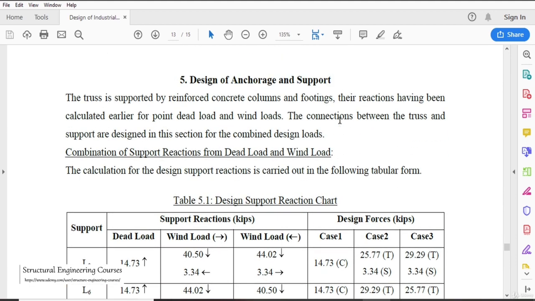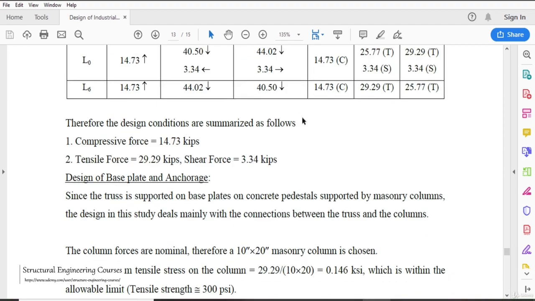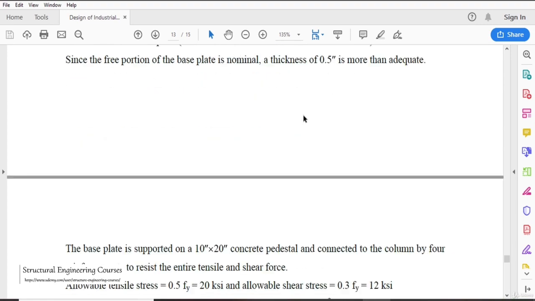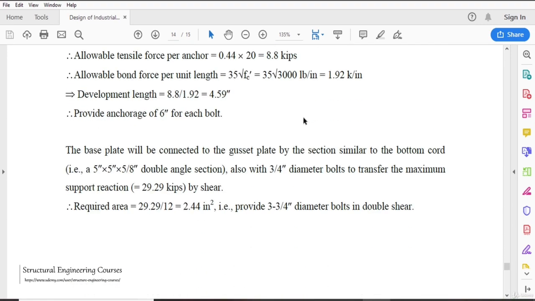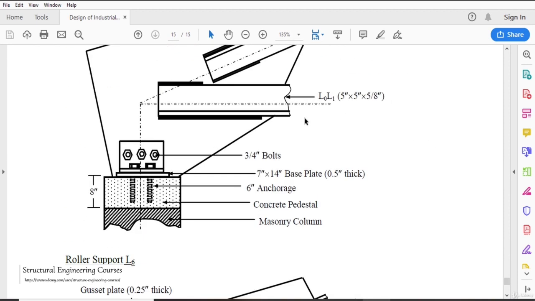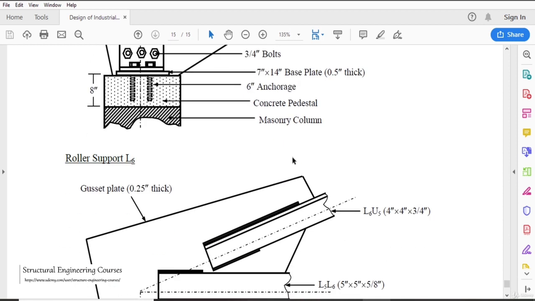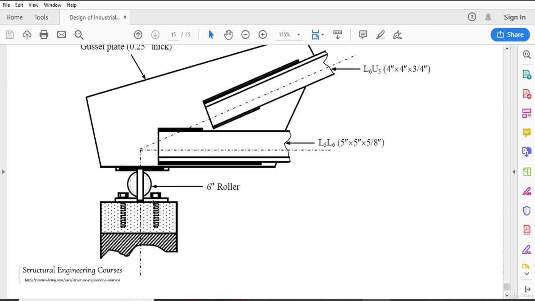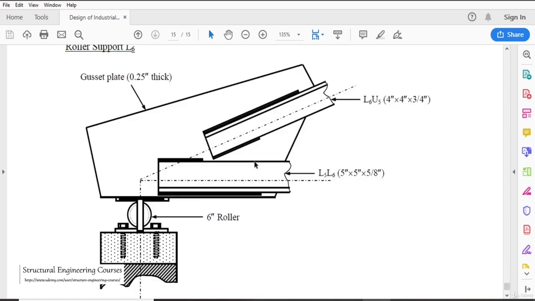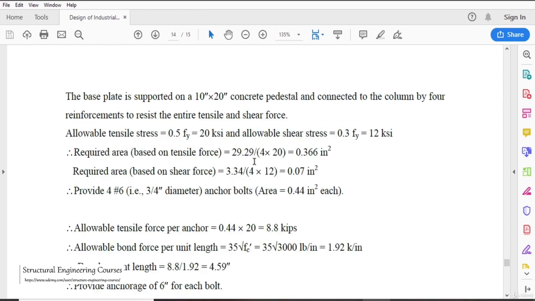After that the author has also designed for the anchorage and support also, that is when we need to design the base plates at the end also. So this is the anchorage that they had designed. So they had taken the 0.5 inch thick base plate of 7 inches by 14 inches size, and 6 inches anchorage has been considered here. This is a concrete pedestal. So this is a typical roller support that the author has shown here.